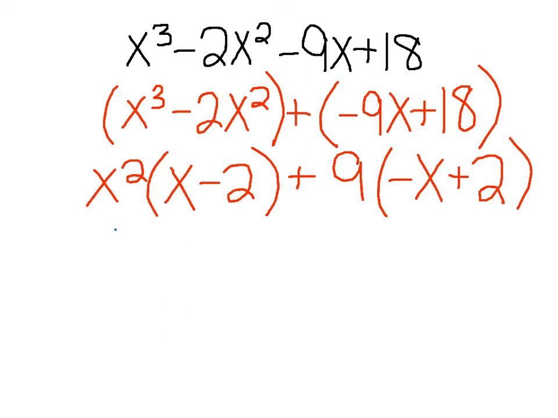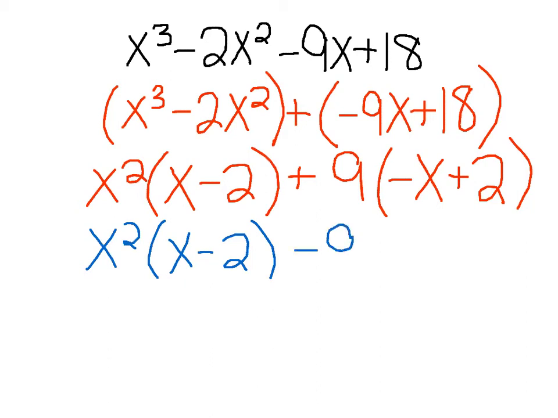But we want x squared times x minus 2. How can we get this second binomial to look like x minus 2? Well, if we take out this negative and put it to the outside, we should get x minus 2. So if we do that, we're actually going to have negative 9 times x minus 2. Now remember, I said before this that we always want this first term to be positive. So we really should have taken out negative 9 originally. But it's okay if you don't. You're just going to have to take it out later.